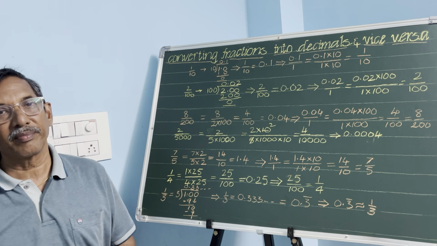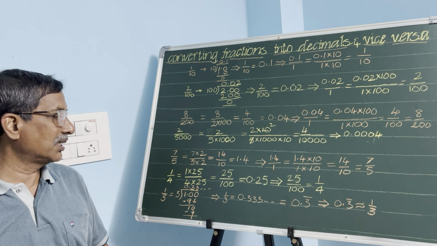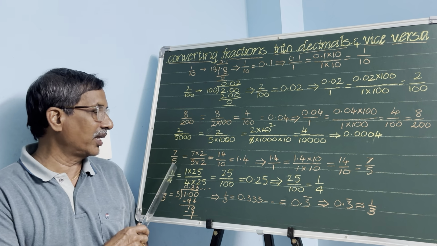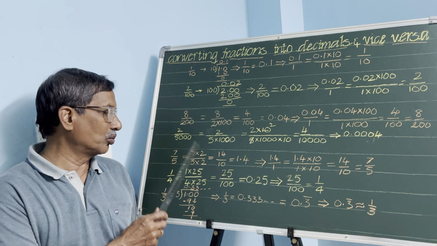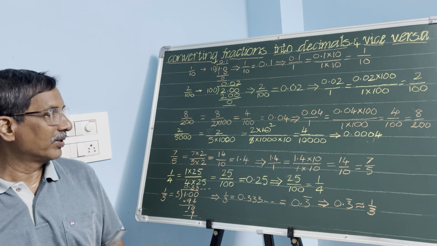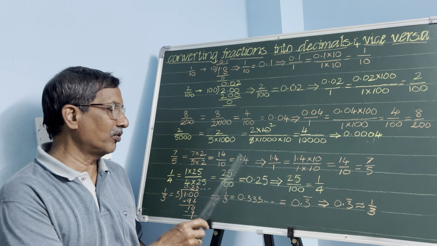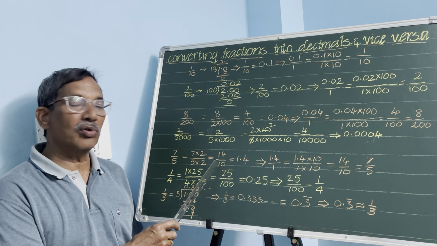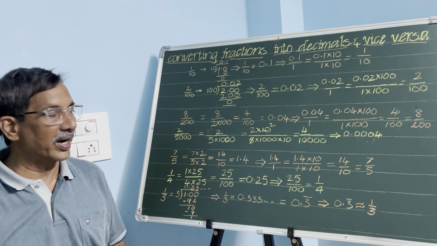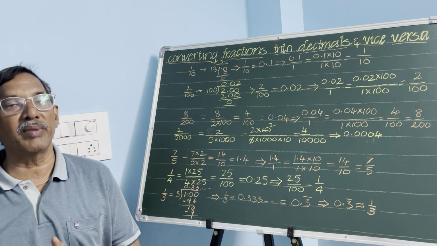Let us see another example. 7 by 5. To make our calculations simpler, let us multiply both the numerator and the denominator by 2. See, 7 into 2, 14 by 5 into 2, 10. So we know that 14 by 10 is the same as 1.4. Since there is 1 zero after 1 in the denominator, you write one decimal place. So 7 by 5 is the same as 1.4.